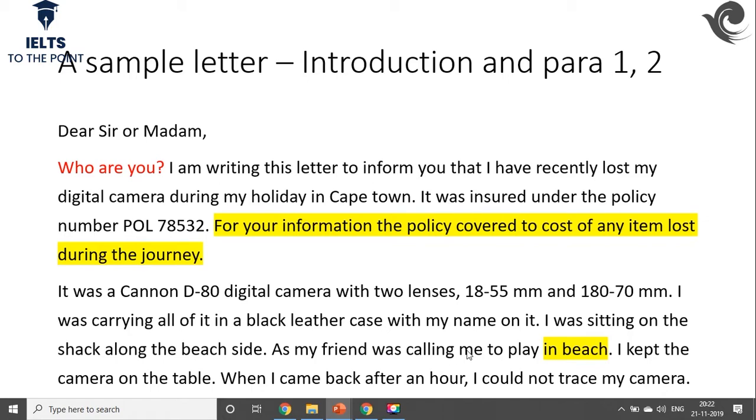Here again, this person has just given the reason and put the full stop. You can't do that. There should be a comma. As my friend was calling me to play on the beach, I kept the camera on the table. When I came back after an hour, I could not trace my camera. Now, obviously, if you leave something on a table in a public place, it is going to get stolen, or you will lose it anyhow. Many students write like this. Please try to avoid writing anything like that, alright?